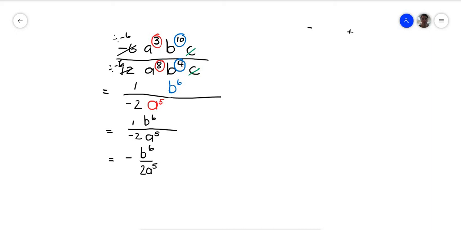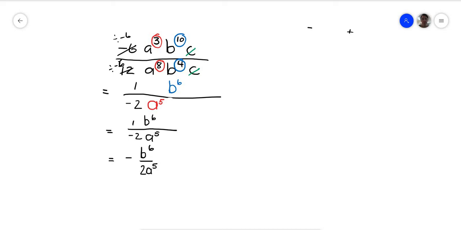So let's just recap. Look at our integers. We found the greatest common factor. I divided by negative 6, got 1. I divided by negative 6, negative 2. The biggest exponent of our variable a is at the bottom, and it's 8. So I write at the bottom the a, and then I say 8 minus 3, and I'm left with 5. And here it's b, which is the biggest. I'm going to say 10 minus 4, and it's going to be 6.